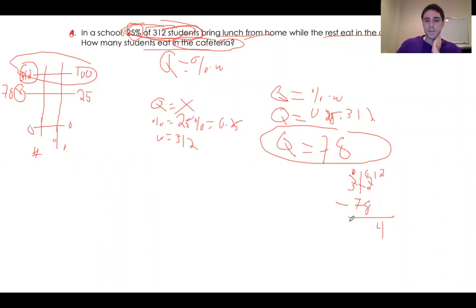Awesome, exactly, it's gonna be 234. 234 is going to be our answer. So 234 students eat lunch in the cafeteria. That's gonna be our answer there. Awesome. Any questions about this one? Any questions here?